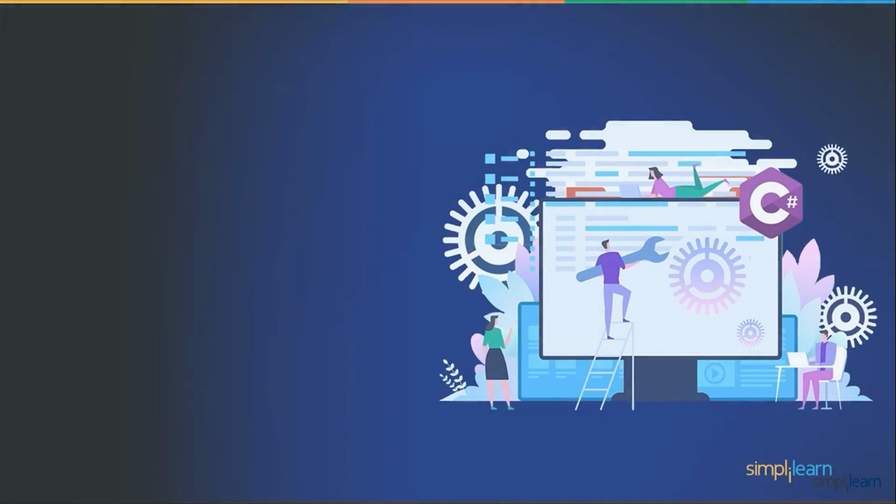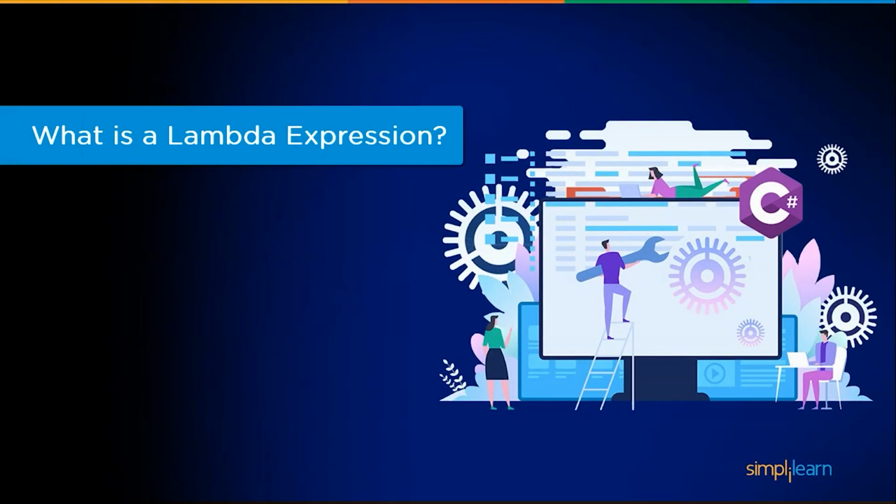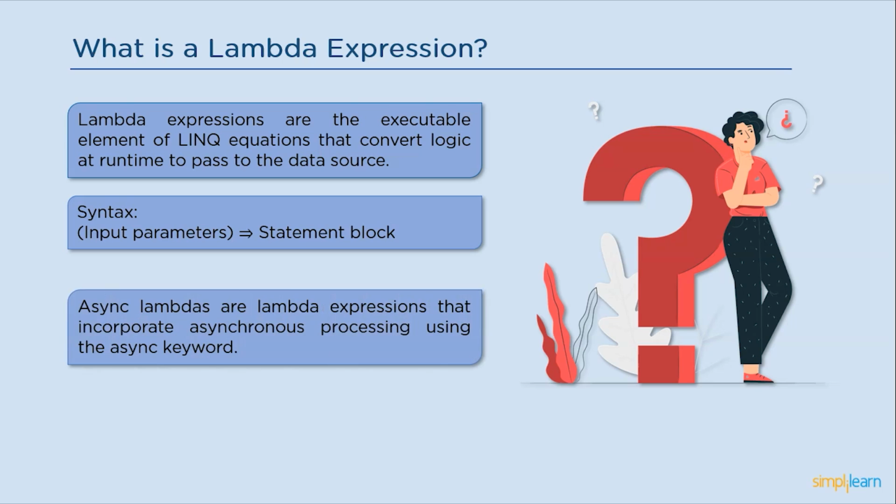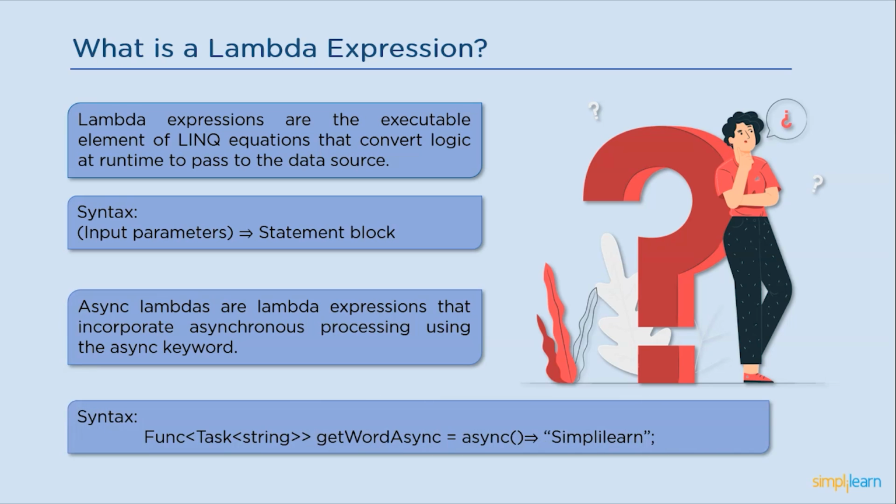Next up, let's discuss Lambda Expression. Lambda expressions are the executable components of LINQ equations that translate logic to send to the data source at runtime. Here's the basic schema for Lambda expression. Next, async lambda, a lambda expression that uses the async keyword to integrate asynchronous processing. Here's the syntax to print Simplilearn using asynchronous programming.